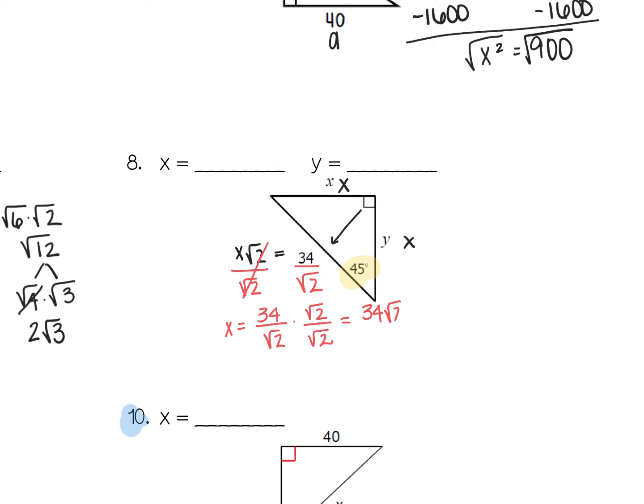34 and radical 2 can't be combined because they're not both in a radical or both out, so it's just 34 radical 2. And then square root of 2 times square root of 2 is square root of 4, and the square root of 4 is actually just 2. Lastly, 34 divided by 2 is 17, so x equals 17 radical 2. And then I just plug that in to both of these sides.